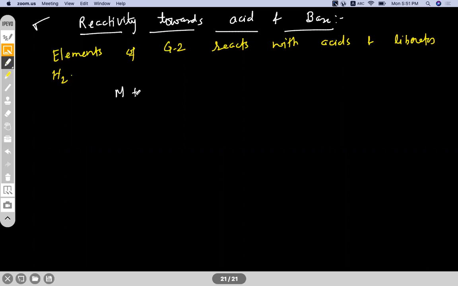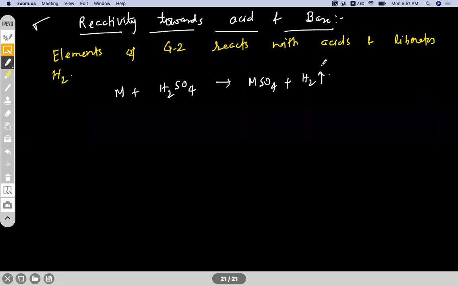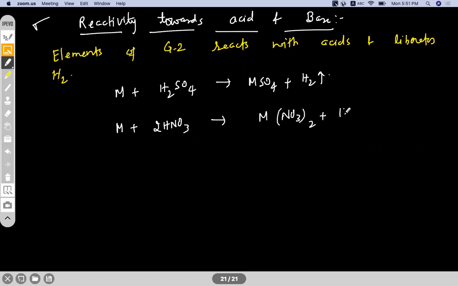Metal M reacts with, suppose, H2SO4, forms MSO4 plus H2. Same thing we can write for HCl also. For HNO3, if you see, M plus HNO3 gives M(NO3)2 and H2, hydrogen gas, evolves. This happens when HNO3 is very dilute. The reaction is important for HNO3.